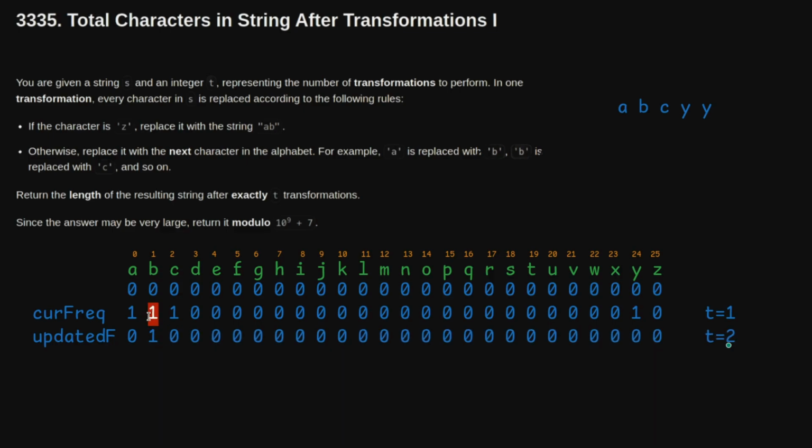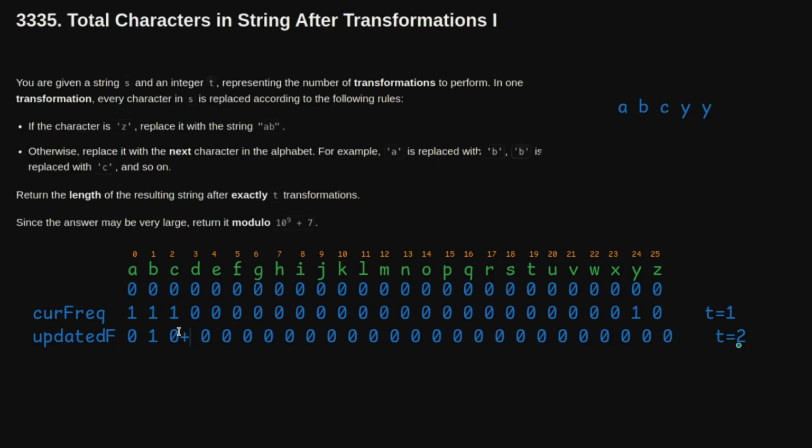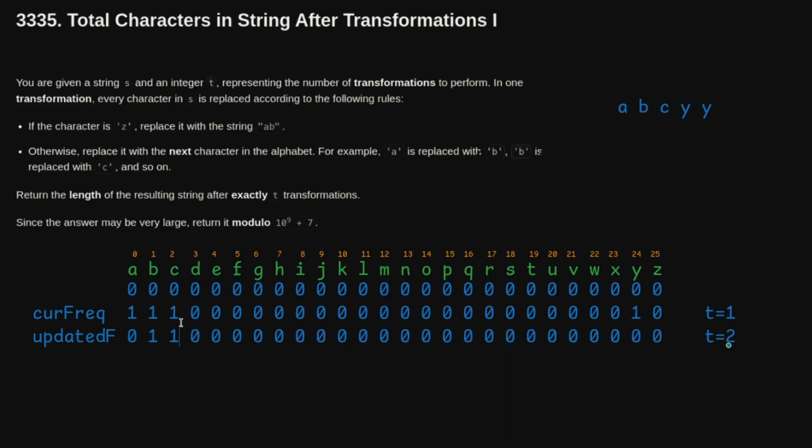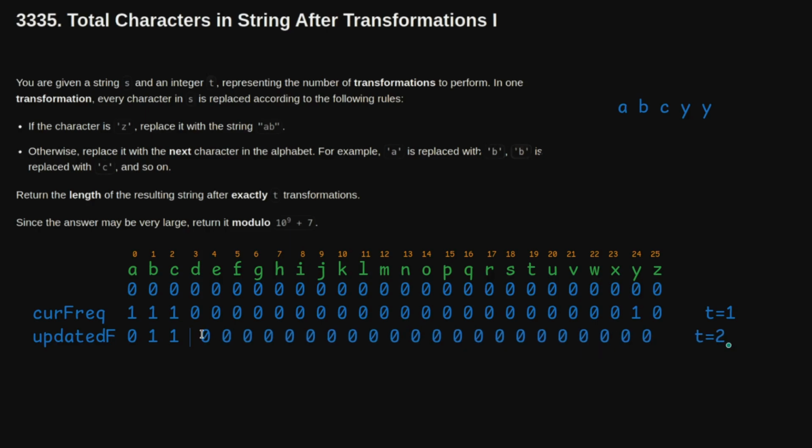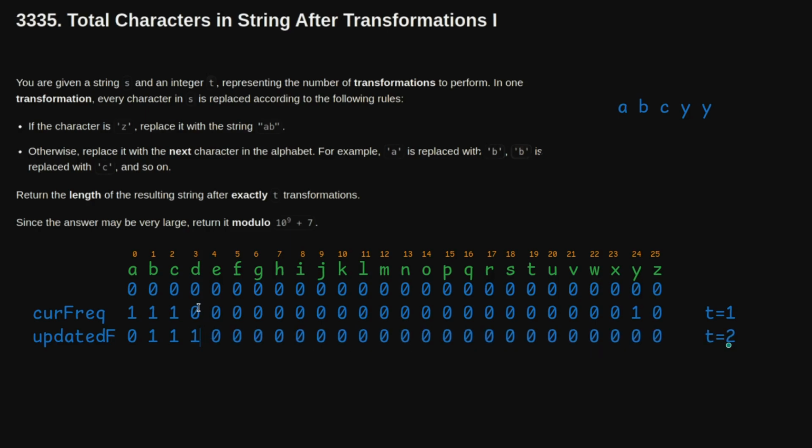Now since here it is 1, I am saying that this B has been changed to C. So I am adding here 1. So what will it become? 1. And since this is 1, I am going to add here 1, because C has become D. So this is 1. Since D is 0, I am going to add 0 to E, and it will become 0. Similarly, I will be adding it diagonally to everything.